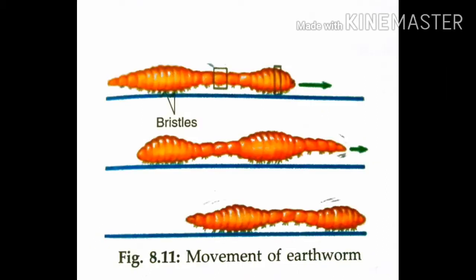These bristles, the chaetae, are connected with muscles. The bristles help to get a good grip on the ground.